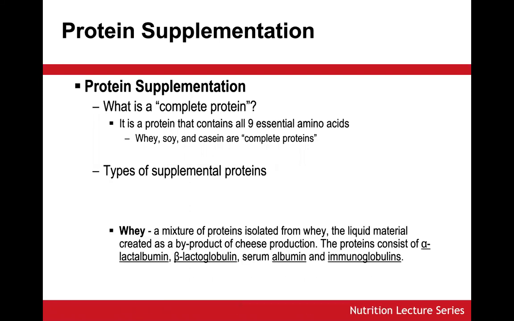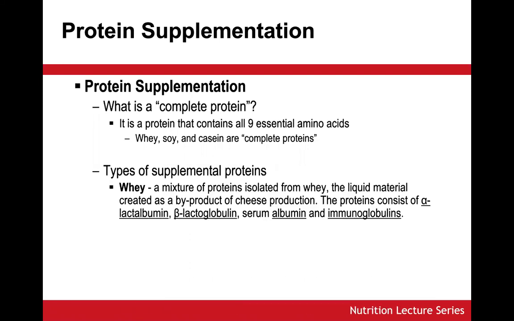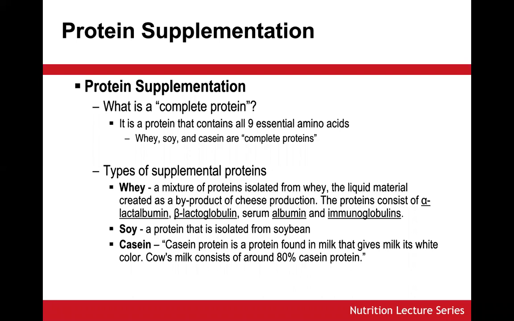So what are these? Whey proteins are proteins that are pretty much isolated from whey, which is the liquid material that is a byproduct of cheese production. So your whey proteins come from milk products. Your soy proteins are proteins that come from soybeans, so this is your vegetarian source. And then finally, casein is another milk byproduct. It's pretty much the white part of milk.